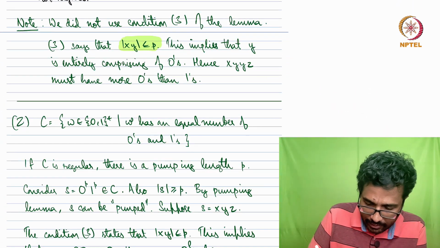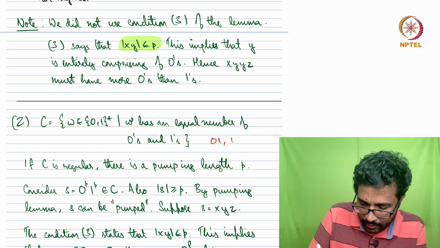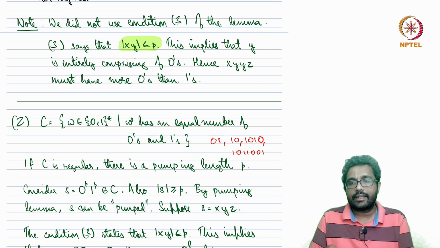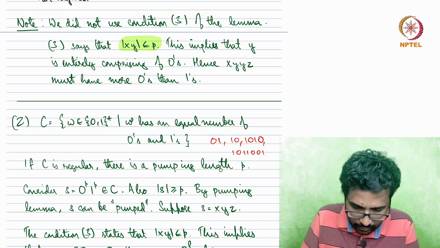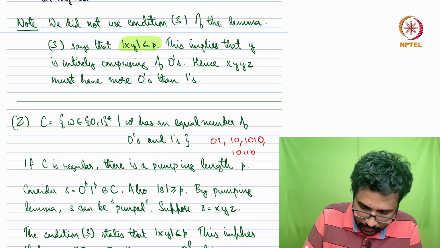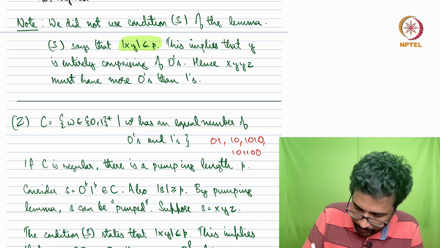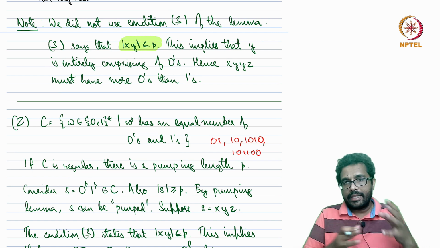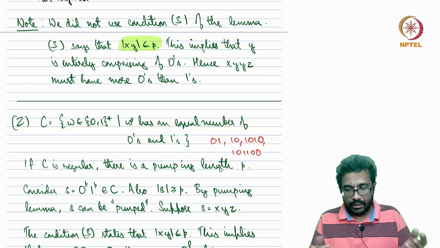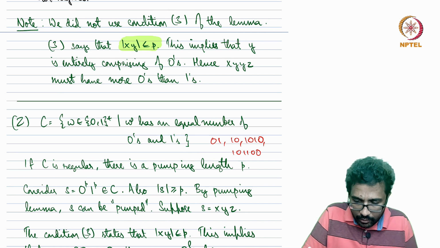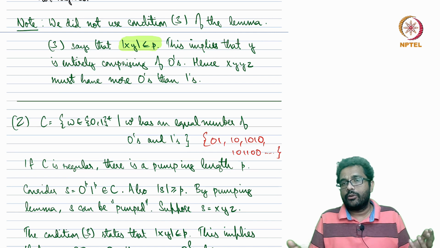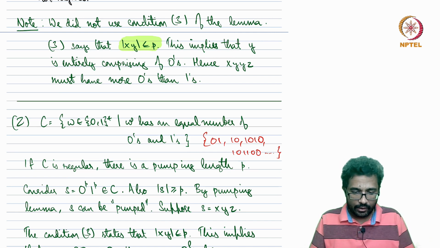So, for instance, C could contain 01, 10, 1010, anything that contains an equal number of zeros and ones, mixed in any order or sequence. Also, the empty string has 0 zeros and 0 ones, so it is in C.